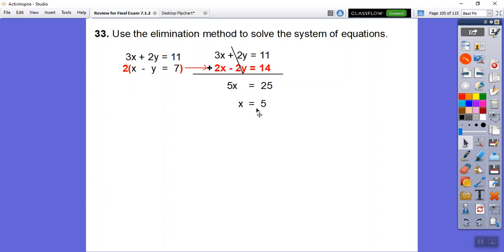Okay, so we got to plug in x equals 5. We can plug it in right here, or even with this red guy right here. It doesn't matter. I think I chose next to the 3, yeah. So 3 times 5 is 15. 15 plus 2y equals 11. Subtract 15 from both sides. 11 minus 15 is negative 4. And 2 goes into negative 4, negative 2 times. Remember, x, y is my answer.